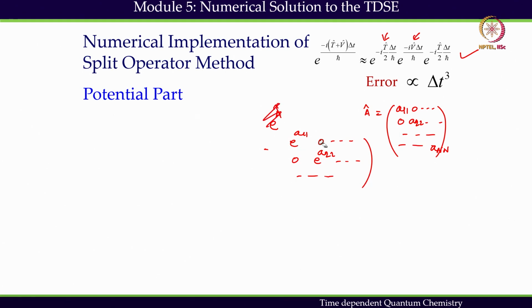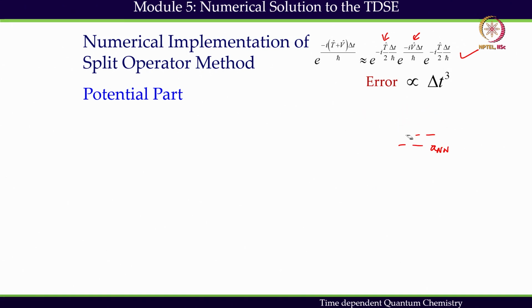So we need to convert the kinetic energy operator and potential energy operator into the diagonal form, and we have to check what general form we get in the grid representation. We have to remember that we are using the grid representation to represent all these operators in matrix form. In the position space, first we will deal with the potential part, because it is easy to deal with.